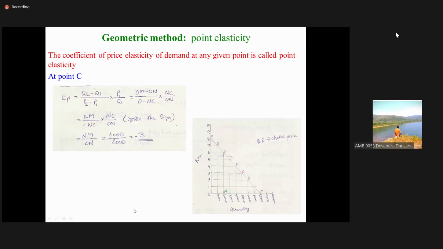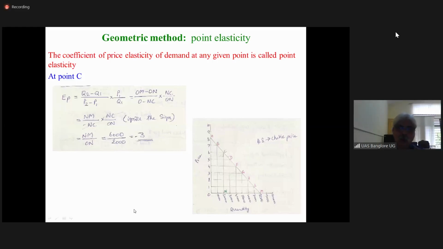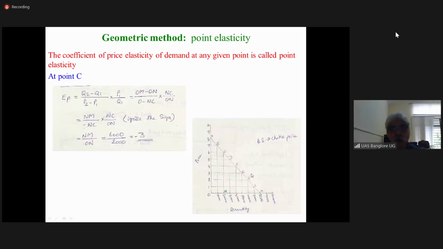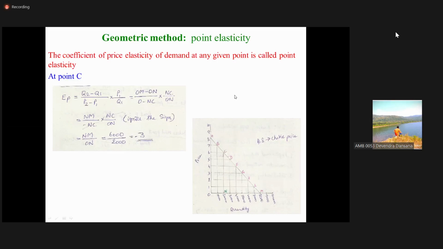Sir, please explain this P2 and P1, sir. Why are we taking them? Because you don't have another point. In the case of B and D, there were 2 points. You were taking one as the new one and one as the original one. But here you have only one, so you take 0 and M as the new one. Okay, sir.